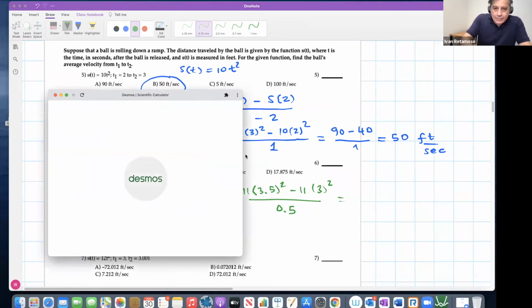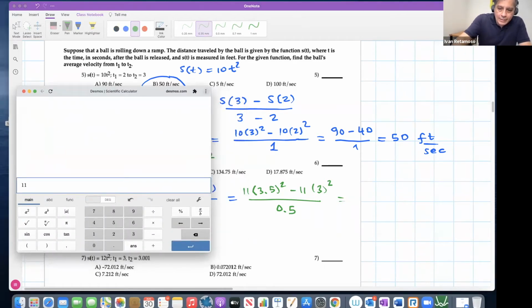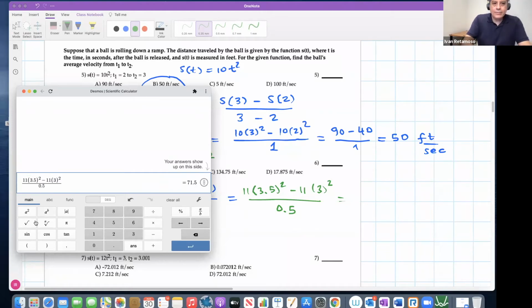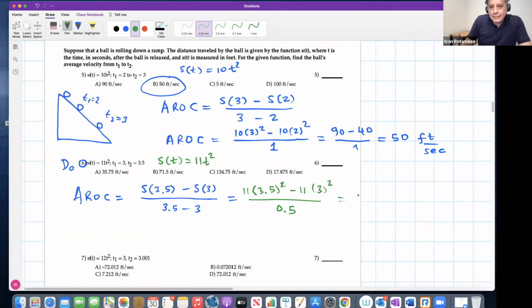Well, let's do it together. Let me show you that this is not really difficult. 11 times 3.5 squared minus 11 times 3 squared. Here, a little shortcut, look, highlight this, slash, and then it just allows you to put the denominator here. So 71.5, that should be the answer. In the end, feel free to attach the units. The units were feet per second. So therefore, the answer should be this. Very good, number 6. Excellent.